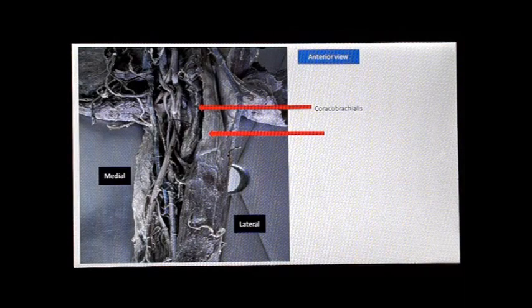So here we can see the coracobrachialis muscle, which is a small muscle, and it gets origin from the coracoid process and inserts to the medial surface of the shaft of humerus and is pierced by musculocutaneous nerve. And next is the biceps brachii, which has got two heads, long head and short head, and already we had discussed here biceps brachii muscle.